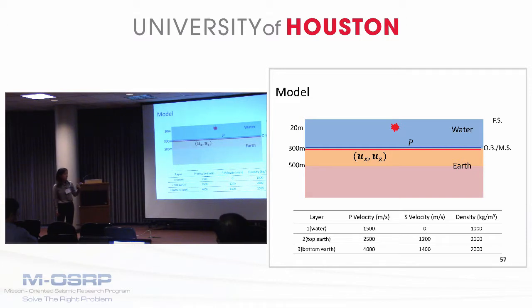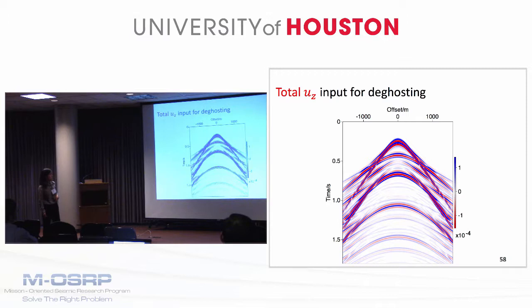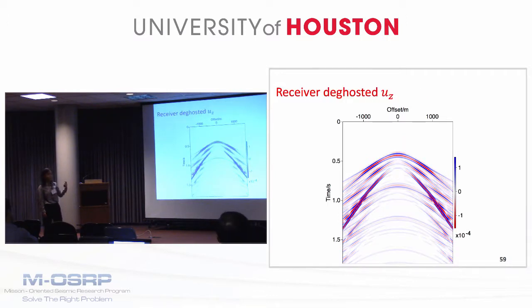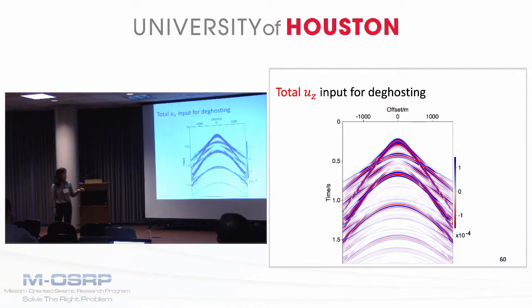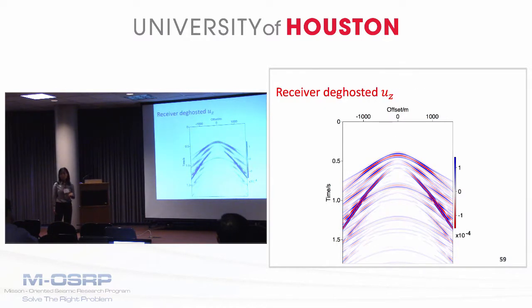We can get the receiver-side deghosted displacement. We only look at the vertical direction here. So with this model, we can get this total UZ. This is your input data. Now applying the deghosting algorithm, you can get this upgoing UZ as shown in this slide. So this is your input data, and this is your output data.